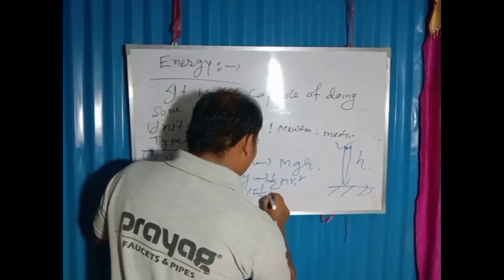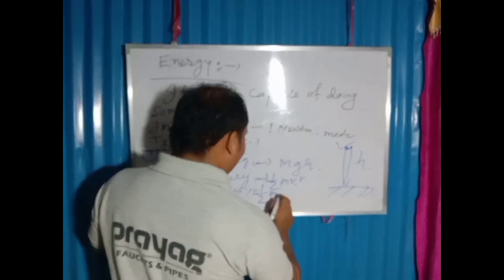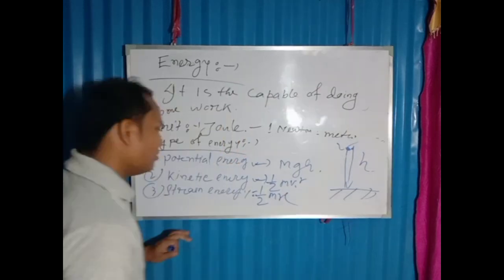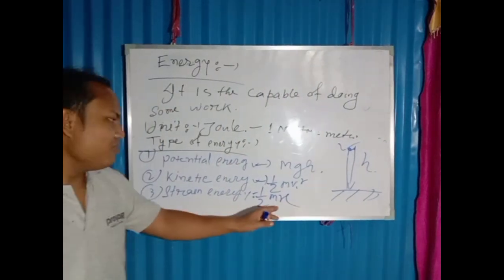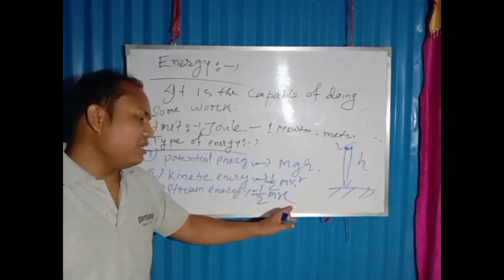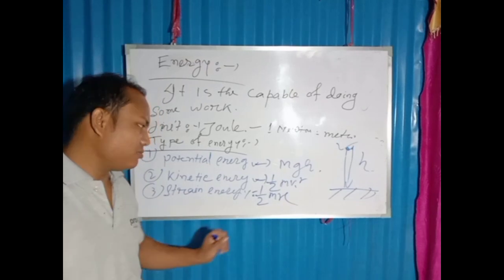Half m into x. M means mass and x means distance.